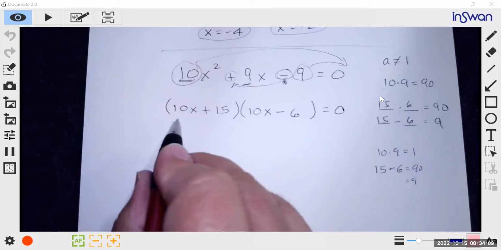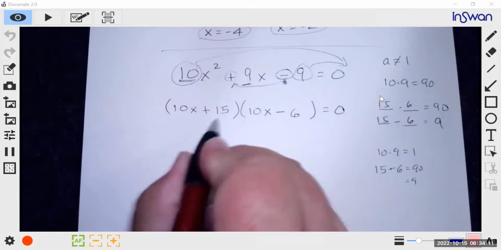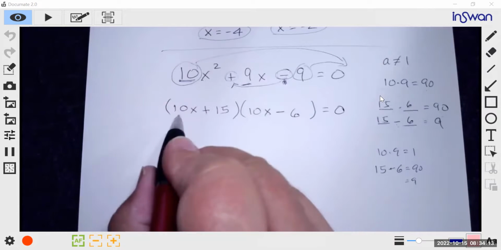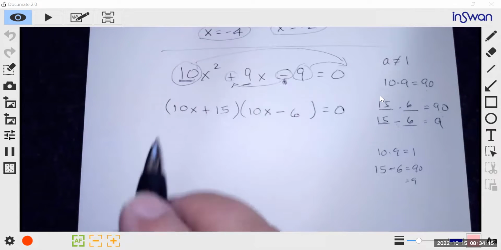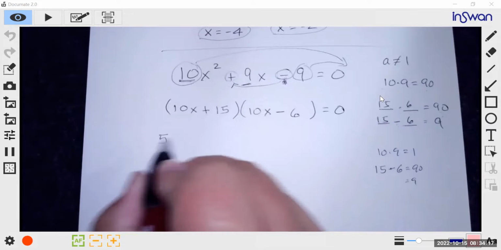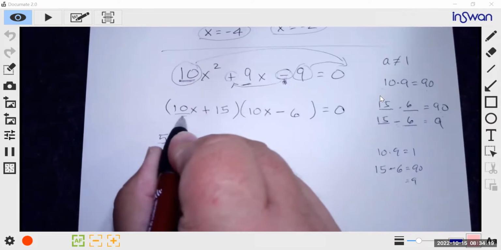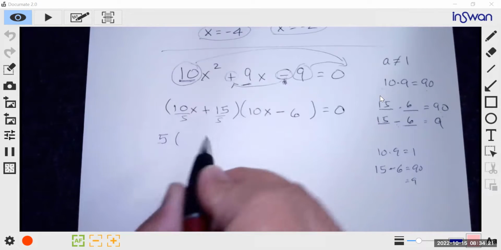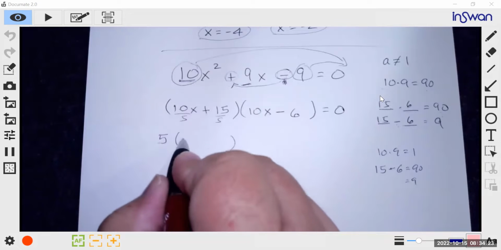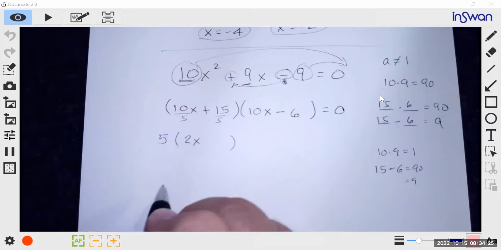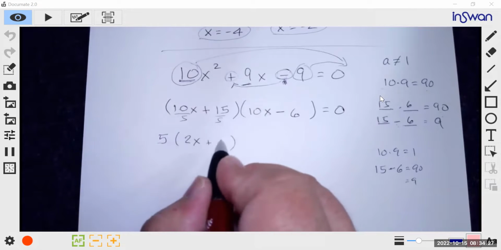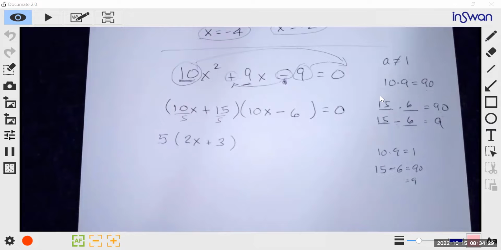Now, with both of these parentheses, factor out what they have in common. In the first parenthesis, what do they have in common? They both have a 5 in common. So remember, whenever you factor anything out, it's the same as dividing. 10 divided by 5 is 2x. 15 divided by 5 is 3.